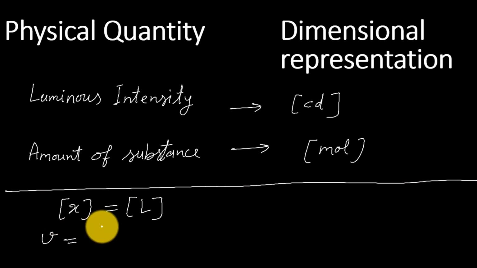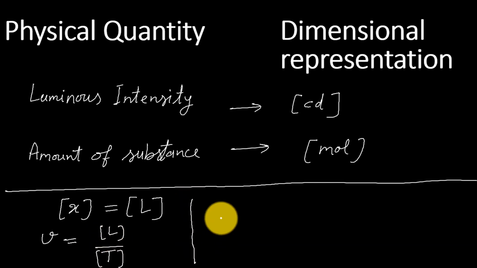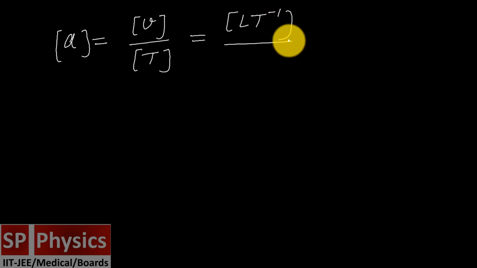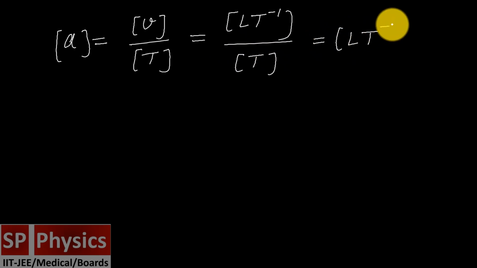Similarly, a velocity v has dimensions of length L per time T. Thus, we write [v] = [L]/[T] to indicate its dimensions. We can also write it as [v] = [L T^-1]. Acceleration a, which is the change in velocity per time, has the dimensions [a] = dimensions of v upon dimensions of T. As dimensions of v are [L T^-1], therefore [a] = [L T^-1]/[T] = [L T^-2].